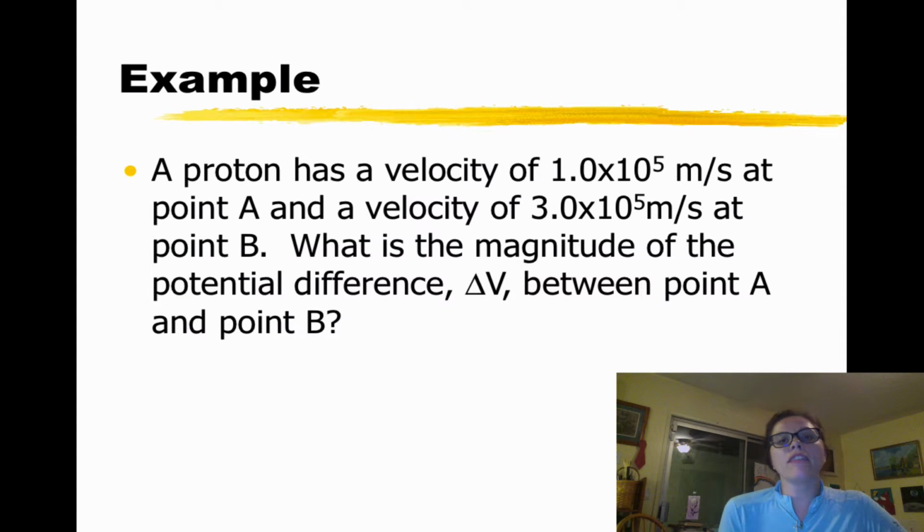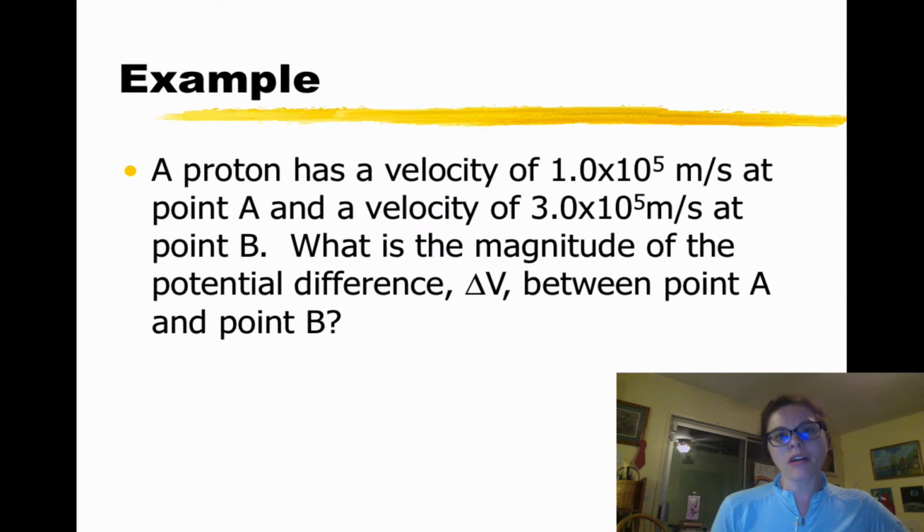A proton has a velocity of 1 times 10 to the 5th meters per second at point A, and a velocity of 3 times 10 to the 5th meters per second at point B. What is the magnitude of the potential difference? It even tells you you're looking for a change in V between point A and point B. I would like you to pause the video and try to solve this on your own first.